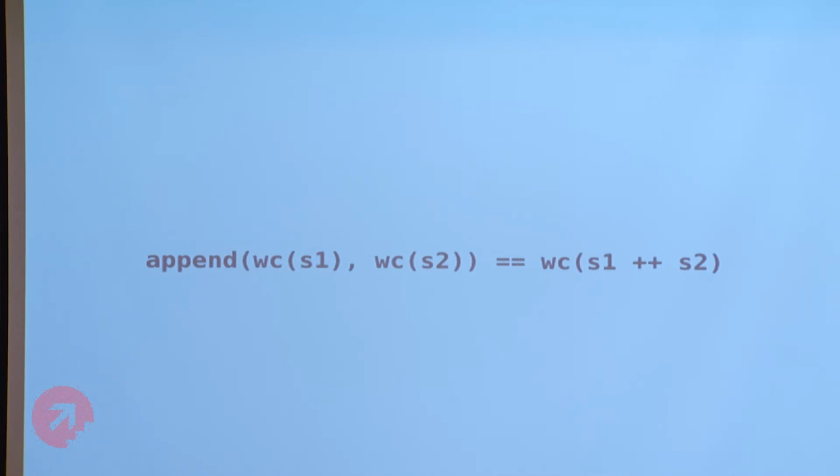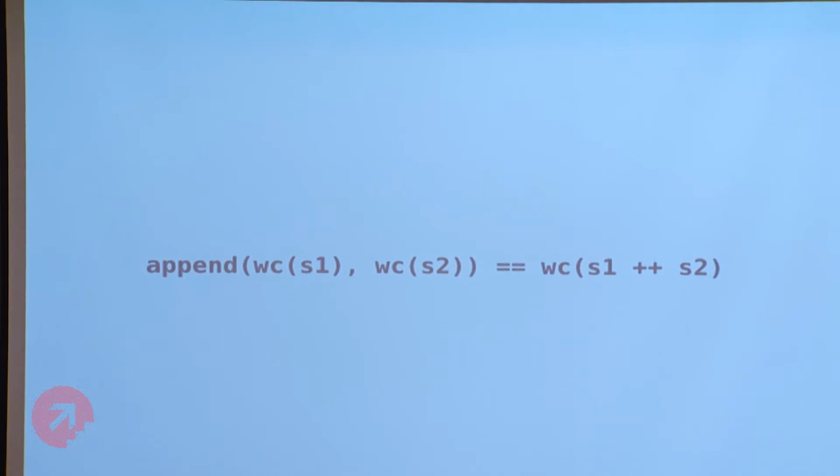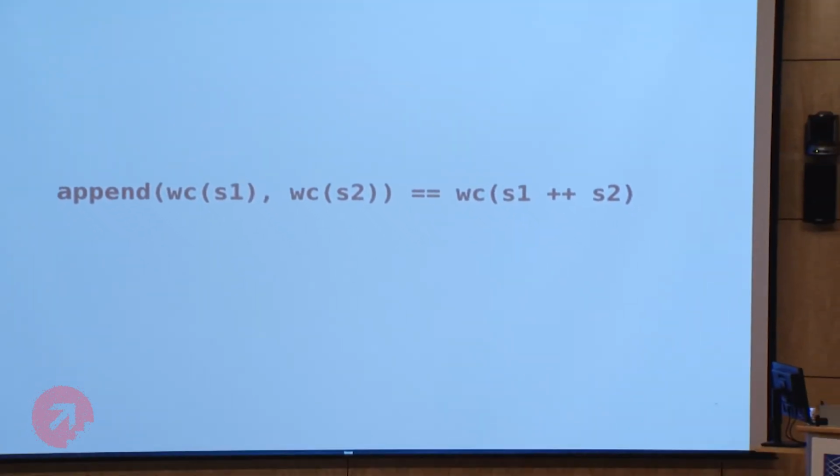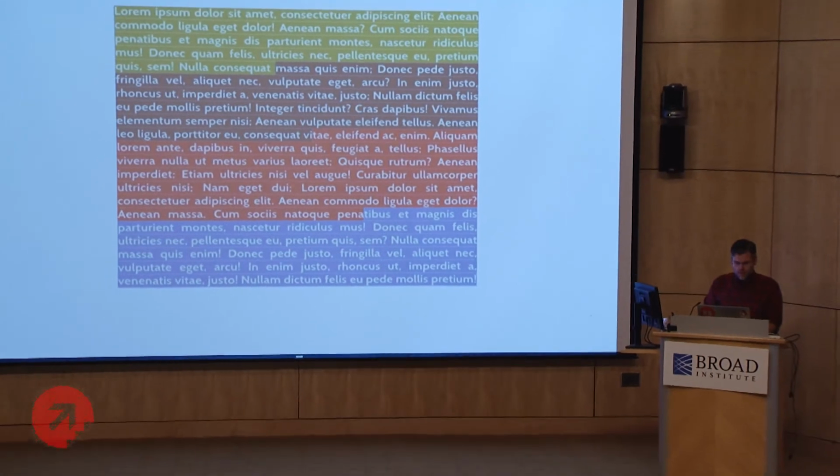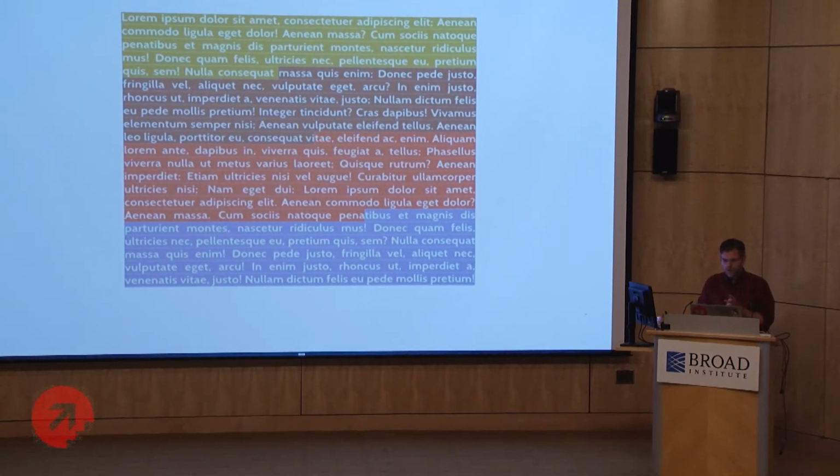And so since we want to be able to compose the subsolutions, we want this property, which is a sort of compositional reasoning, that appending the word count of S1 to the word count of S2 should be the same as word counting the concatenated string S1 plus S2. Make sense? Like there should be as many words in the concatenated string as there are in the two strings together, right? So the word count of the whole is a composition of the word counts of the parts. So we need to design our monoid in such a way to allow for composing these partial solutions.